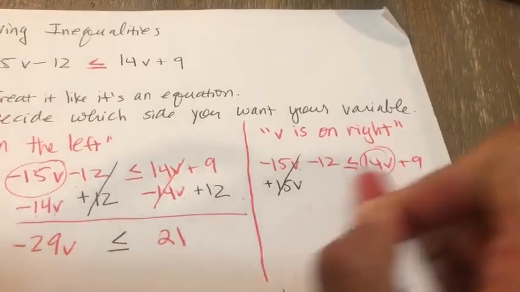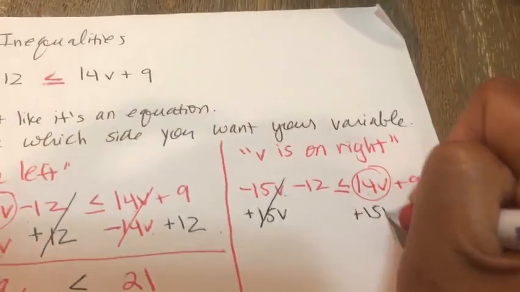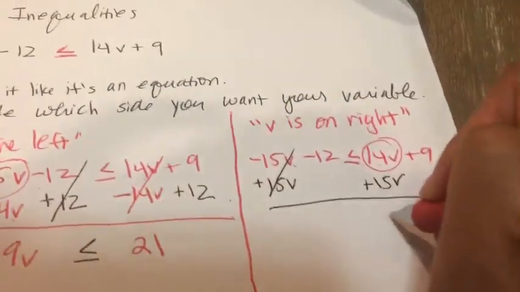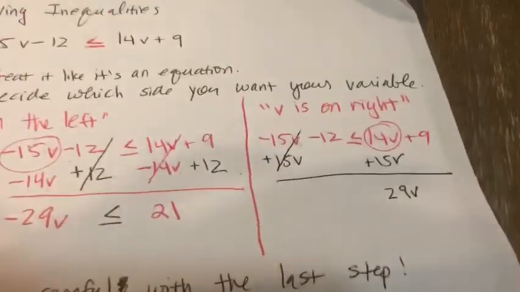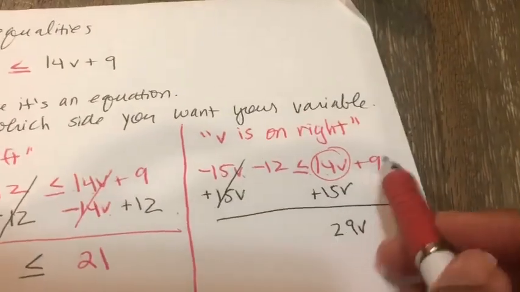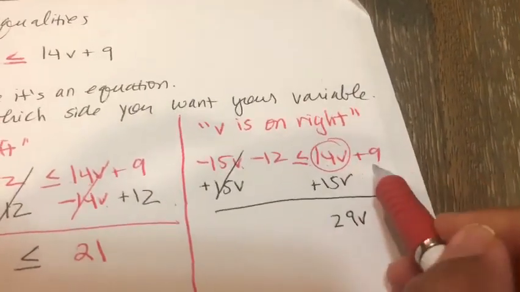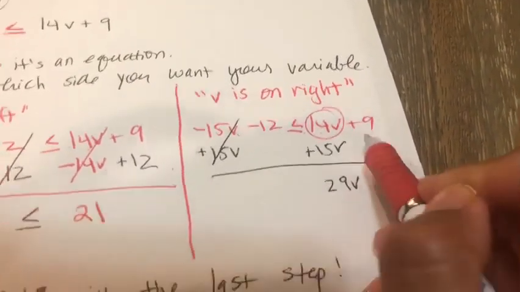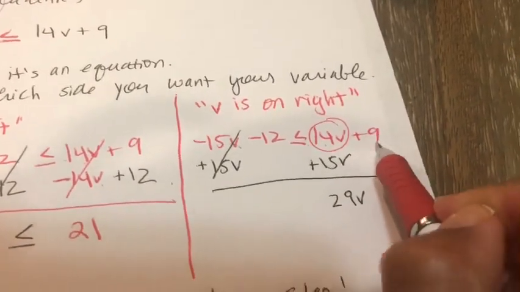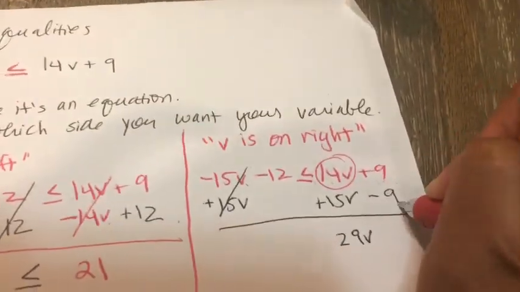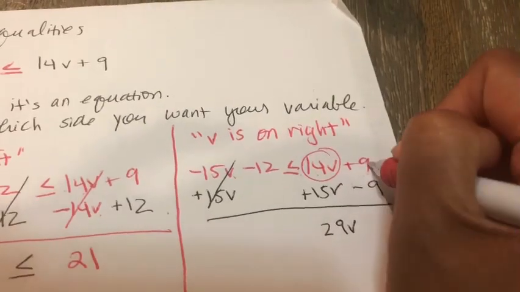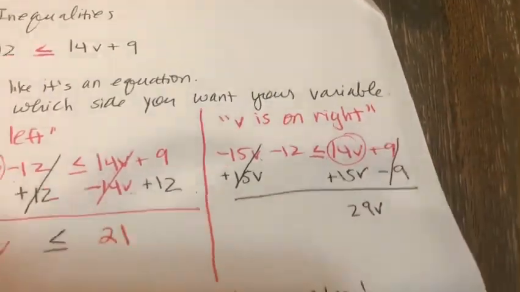Whatever you do to the left side, you must do to the right side. So as a result, here I get 29v. Okay, so I have the v's on this side. What doesn't belong on the right side is the positive 9. I do not want the 9 there because there's no v. To get rid of the 9, I'm going to subtract 9. By doing so, 9 minus 9 becomes 0.